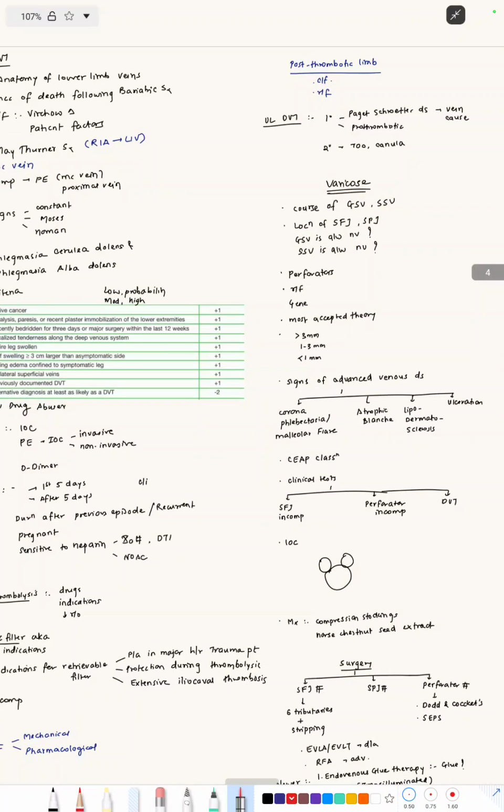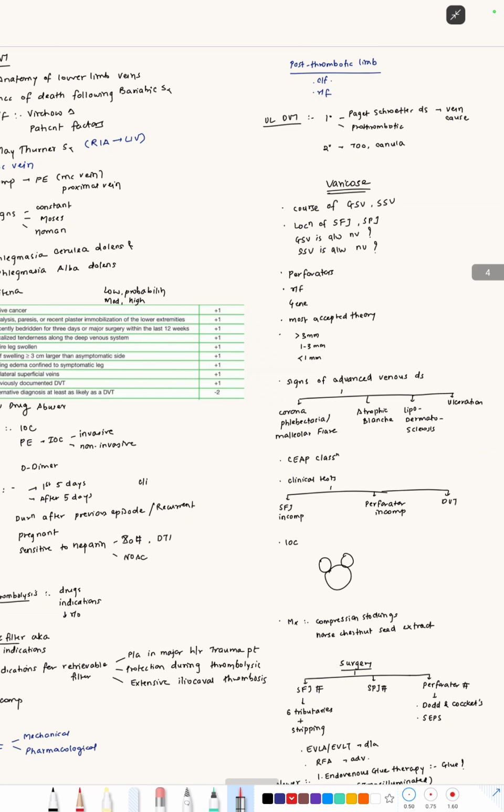Now after DVT, the next topic is going to be varicose veins. Here you should know the course of the great saphenous vein and the small saphenous vein. The great saphenous vein originates medial to the dorsal venous arch, then goes anterior to the medial malleolus along the medial course, and then it drains into the saphenofemoral junction, which is located 4 cm below and lateral to the pubic tubercle. The small saphenous vein originates from the lateral end of the dorsal venous arch, then it goes posteriorly and drains into the saphenopopliteal junction, which does not have a constant site.